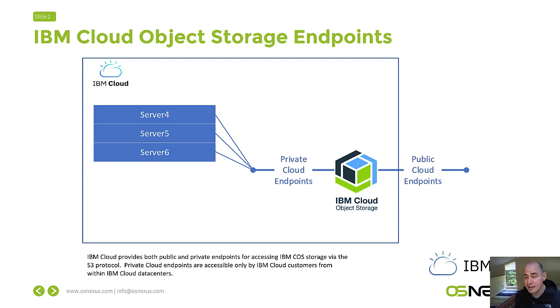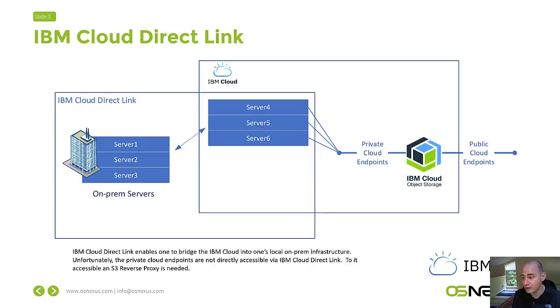But one of the challenges comes in when you set up a hybrid cloud and you need to access your cloud object storage over that same private network. It looks a little bit like this. With IBM Cloud Direct Link, you can have your servers, like in this example, server 1, 2, and 3 access server 4, 5, and 6. But whereas 4, 5, and 6 can access those private cloud endpoints, the servers in the on-prem locations cannot directly access those endpoints. They, by default, have to go over the public cloud network to those endpoints.